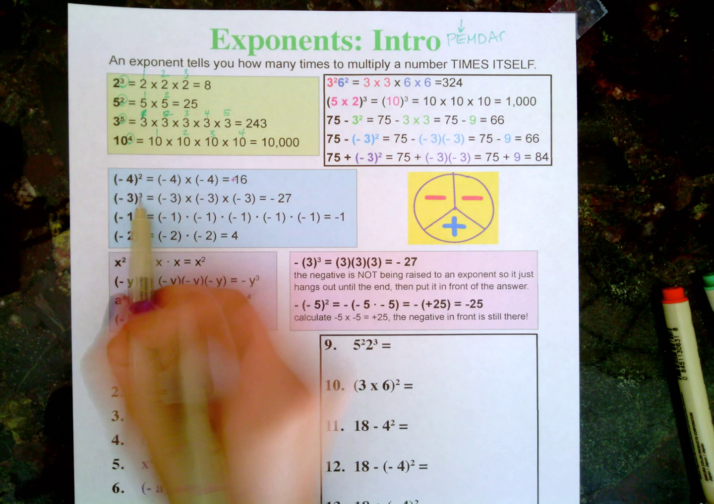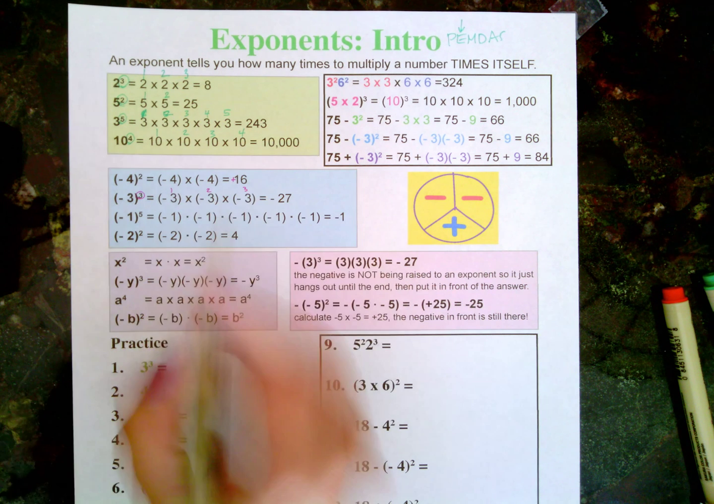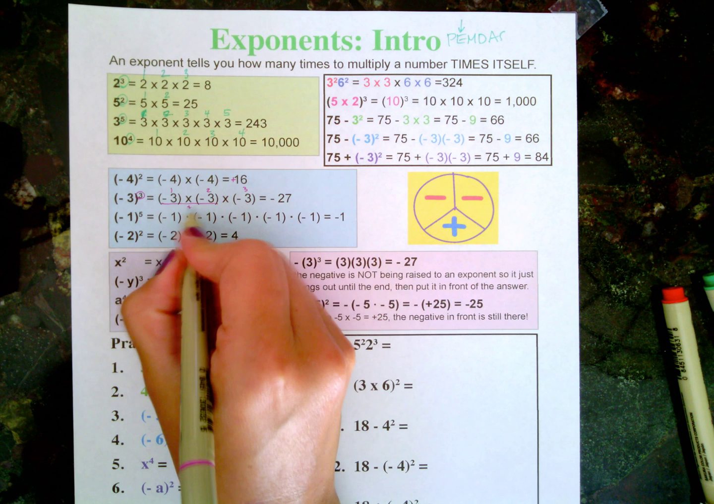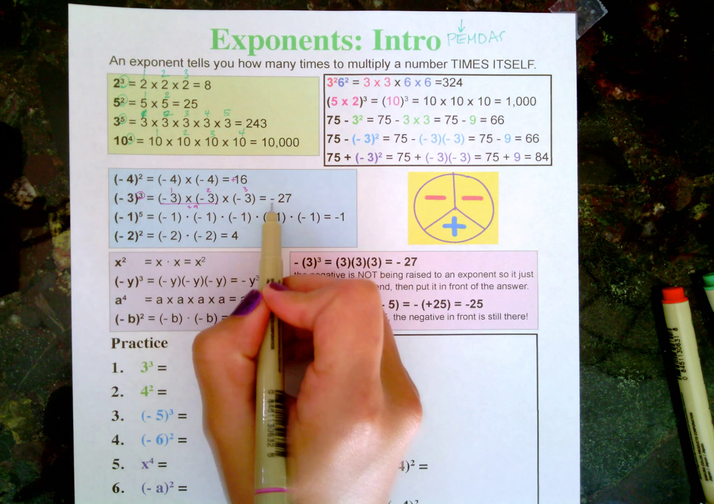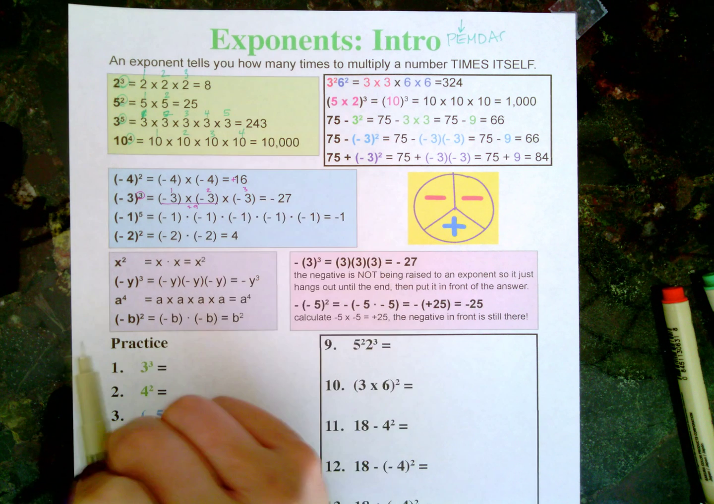-3 to the third power. 1, 2, 3. Okay, we got 3 of them. -3 times -3 is positive 9. Positive 9 times -3 is negative 27. A positive times a negative is a negative. 9 times 3 is 27.